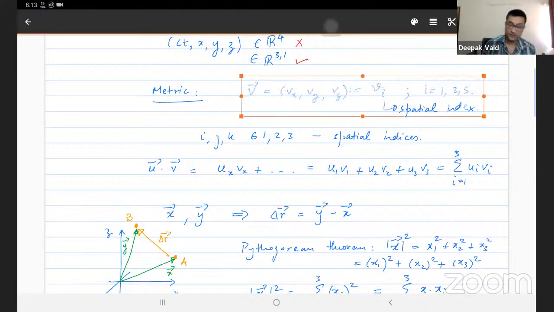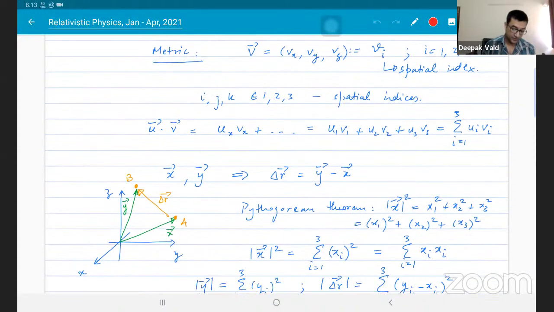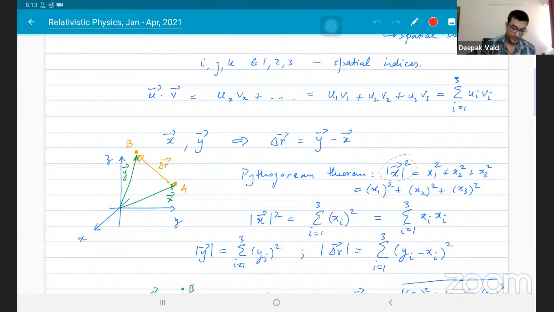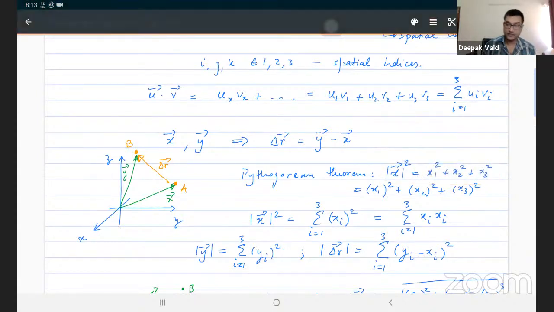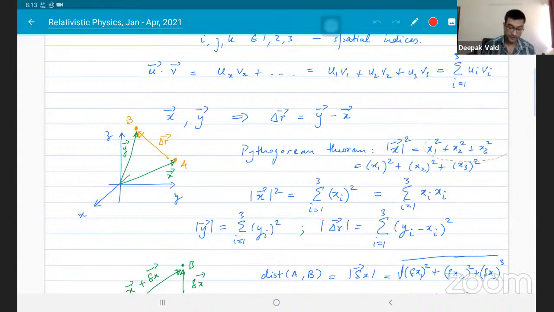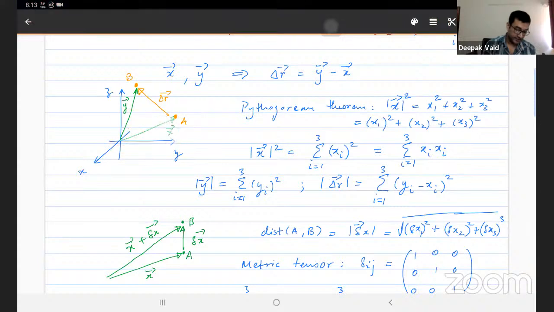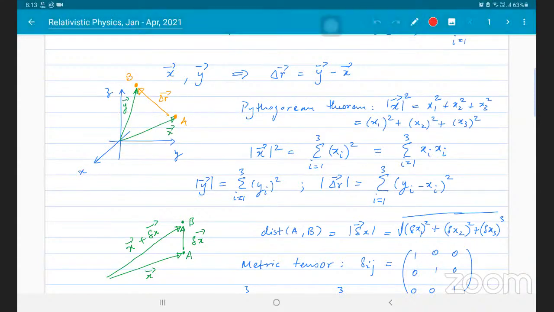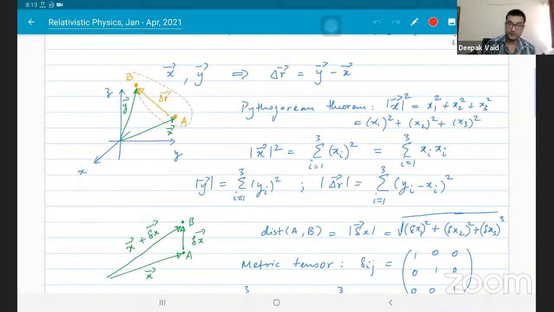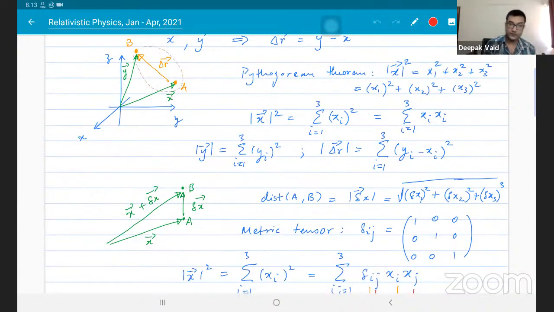For instance, in 3 dimensions, you have your normal Pythagoras theorem. Pythagoras theorem tells you that if you take a vector, you can calculate the length of that vector, in Cartesian coordinates. And if you take any 2 vectors, let's say x and y, then you can calculate the displacement, the distance between these 2 points, as the length of the vector connecting the tips of x and y. So that is this quantity, delta r.